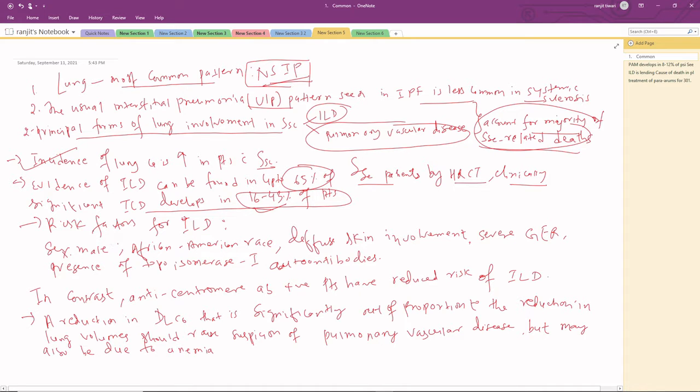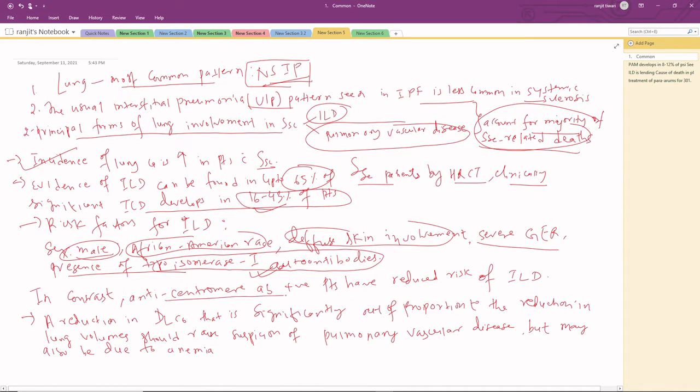Okay, and risk factors for ILD in systemic sclerosis include male sex, African American race, diffuse skin involvement, severe gastroesophageal reflux, and presence of topoisomerase autoantibody. So topoisomerase 1 antibody presence is a bad prognostic marker. In contrast, anti-centromere antibody positive patients have reduced risk of ILD. So note it down.